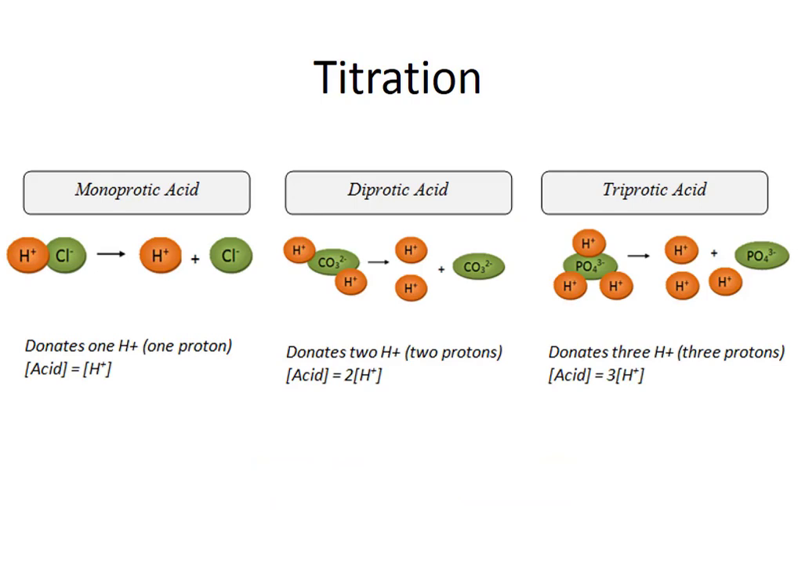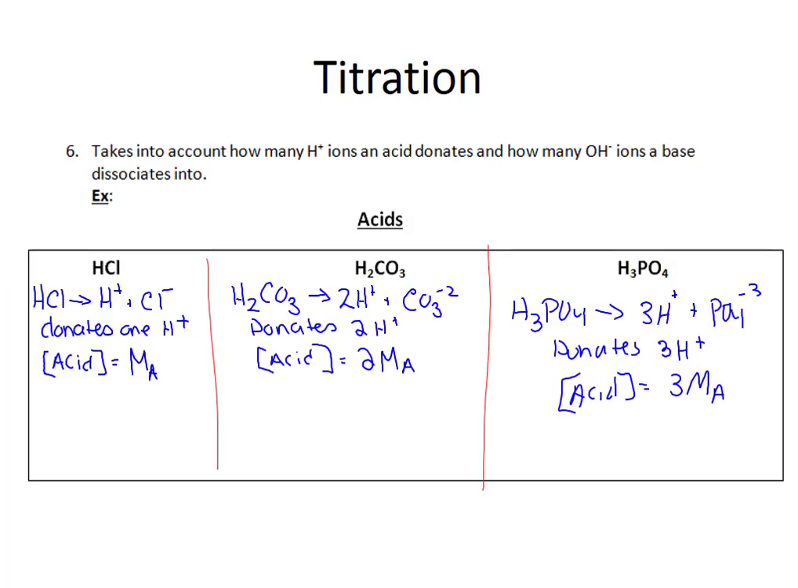When we're dealing with acids, we have different types of acids. We have monoprotic, diprotic, and triprotic. Monoprotic means that it contributes 1 H plus ion. Diprotic means it contributes 2 H plus ions. And triprotic means that it contributes 3 H plus ions. When you're dealing with these, take into account how many ions each acid donates towards the OHs.